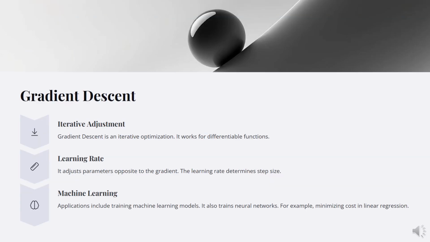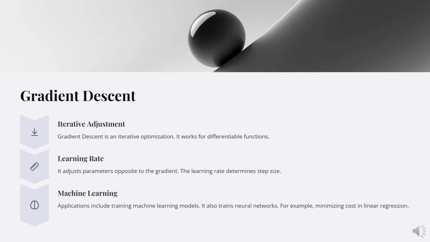Next is gradient descent. Gradient descent is an iterative optimization algorithm. This means it does not find the solution in one go, but rather in a series of repeated steps or adjustments.